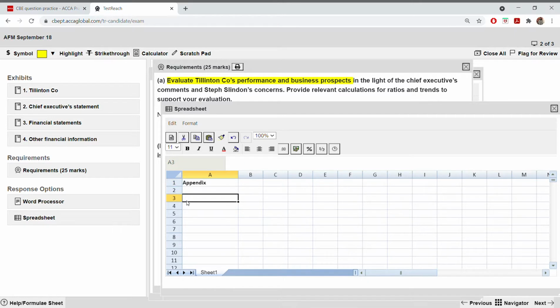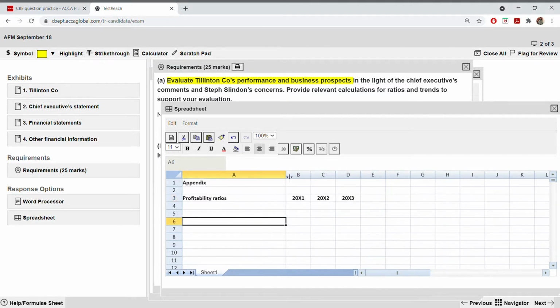Next. So start with what? Profitability. That is the easiest, right? Profitability ratios. This I'm going to bold out. Next. Take it for the 3 years, okay? 20x1, 20x2, 20x3. The 3 years.